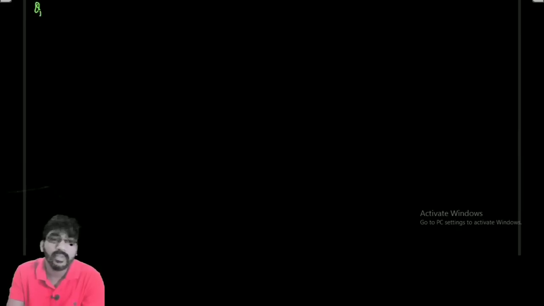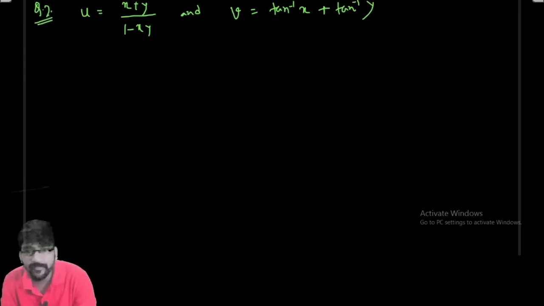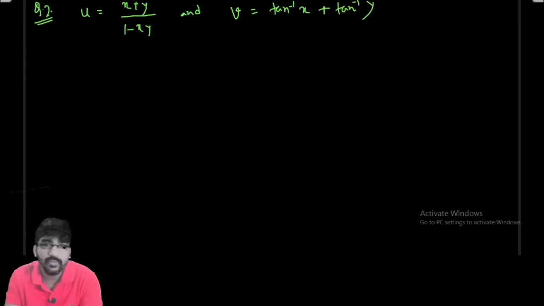Let me give you one more example. Here it is given that u is equal to x plus y divided by 1 minus xy, and v is given as tan inverse x plus tan inverse y. So what do you have to check? You have to check again if there is any functional relationship or not. So you have to again take the Jacobian, that is del (u, v) upon del (x, y).